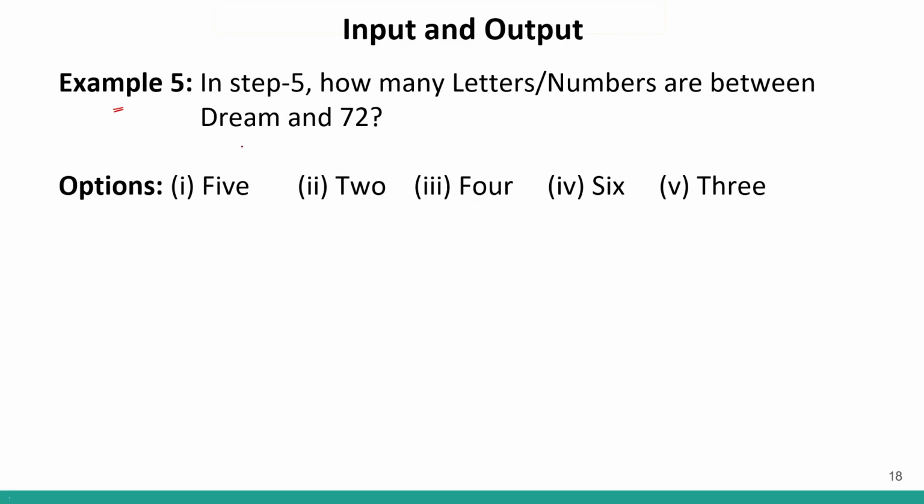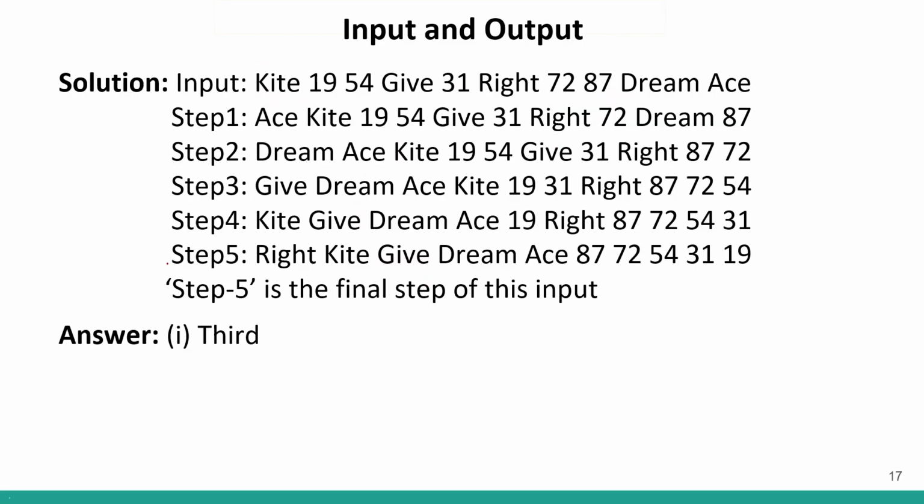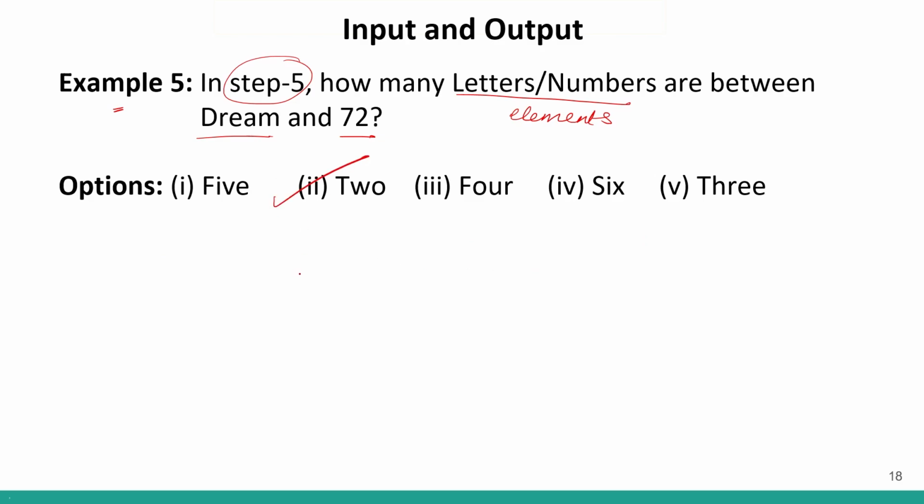Example number 5 says, in step 5, how many letters or numbers are there between dream and 72? So we have to look at step 5 and find out how many elements. Basically, letters and numbers means elements. How many elements are there between dream and 72? This is the arrangement, right? So step 5, between dream and 72. 1 and 2. So there are in totality 2 elements between dream and 72. So 2 elements is given in option number 2. This will be the answer.